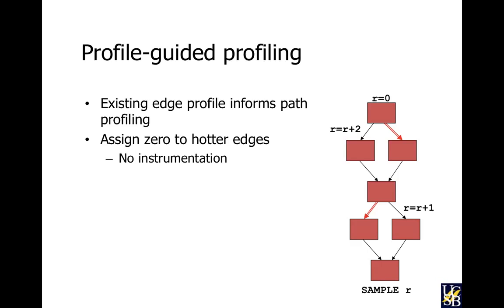Once you have an edge profile, you can then use that to inform how you want to lay out your increments such that your path profile becomes inexpensive. So if you know that certain edges are hot or hotter than others, you want to assign the zero path or the zero edge to the hot edges. If r is incremented by 0, we're not going to do an increment. So if we can make sure that there is no increment on the hot edges, then we can reduce the overhead of our path profile.